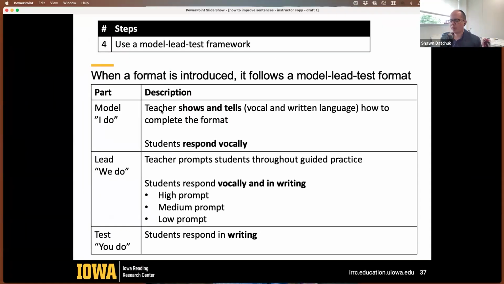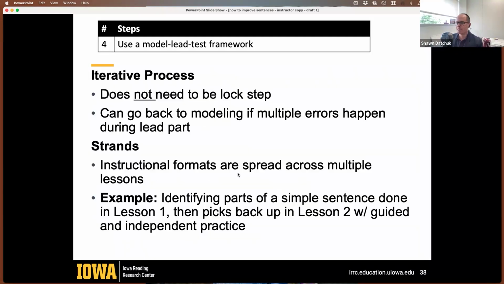Then after the I do, there's the we do. This is where the teacher prompts students through guided practice, and students respond vocally and in writing to high prompt, medium prompt, low prompt. This refers to the level of assistance the instructor is providing. In high prompt, instructors are still typically providing some sort of written prompt. Medium, that's fading. And in low prompt, the instructor is just saying, okay, complete numbers 9 through 12. And then here's a test where students simply respond in writing.